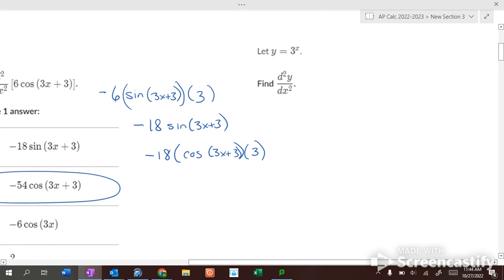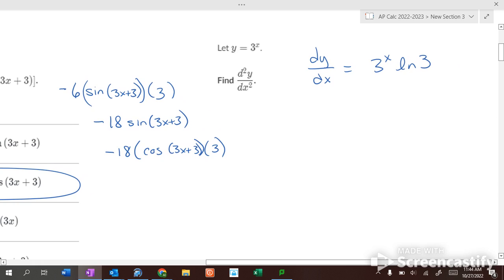Oh, 3 to the x. I hate these. I hate these and I hate logarithm ones. Okay, what's the first derivative of that? 3 to the x ln of 3. So then, how would we find the second derivative?